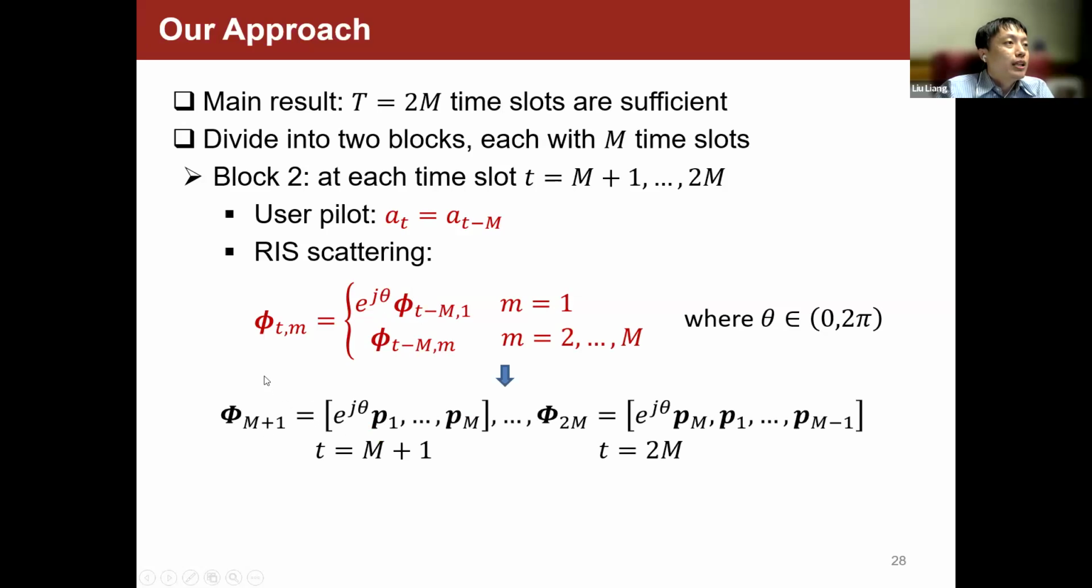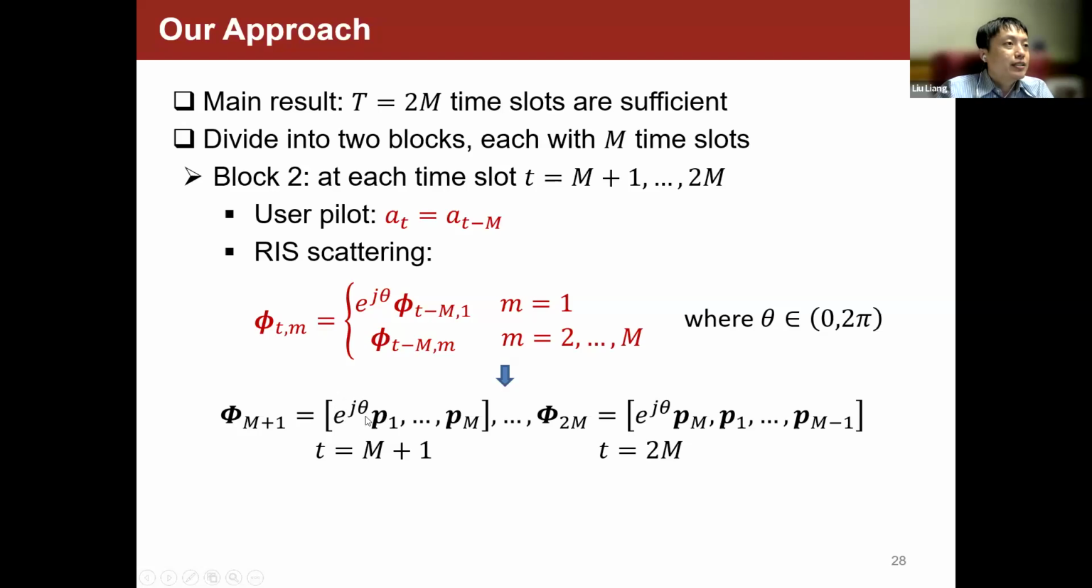Now I give you one example. For phi 1, I already gave you this P1, P2 until PM. And for phi m+1, remember time slot 1 and time slot m+1, these 2 time slots are a pair. If we look at phi 1 and phi m+1, you can see that everything is the same, P2, P3 until PM, but the first column is different. For m+1, the first column is e to the power of j theta times P1, okay?